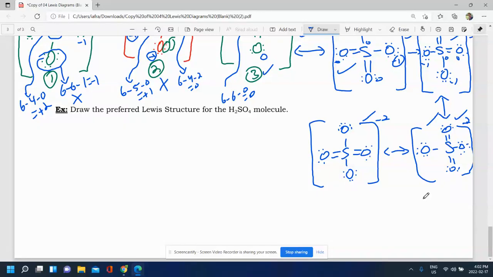In this video, we're going to do a last example of a Lewis structure where we might need to use formal charges to find the preferred structure.